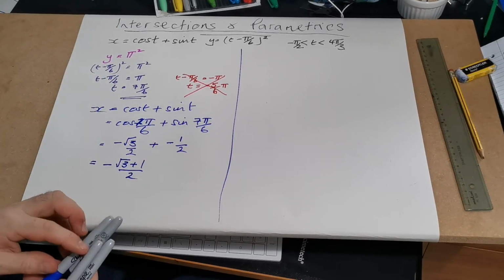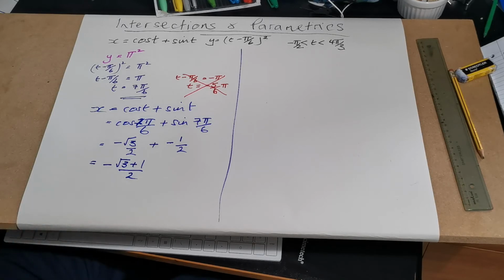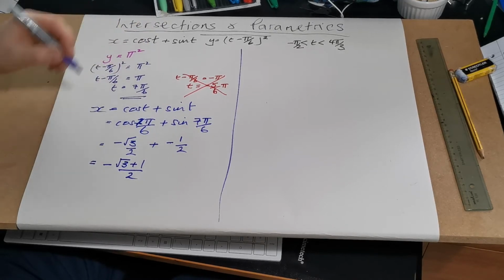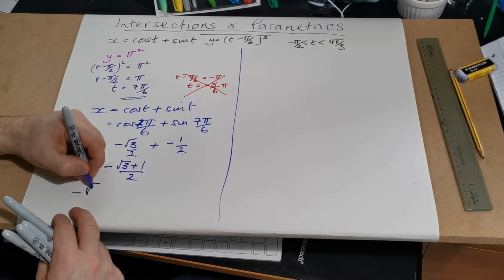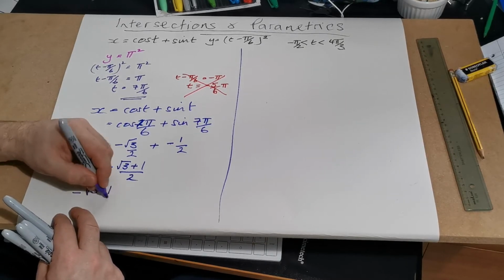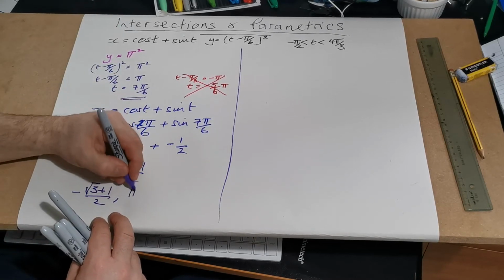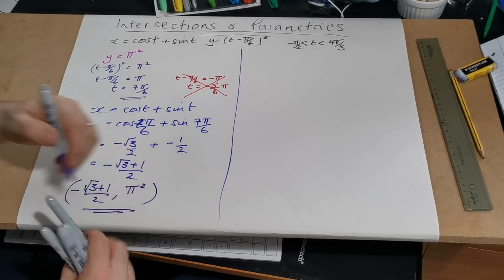So my parametric curve is intersecting this line, y equals that constant there, at the point minus root 3 plus 1 over 2 for my x, and my y comes from that, pi squared. And that's my answer.